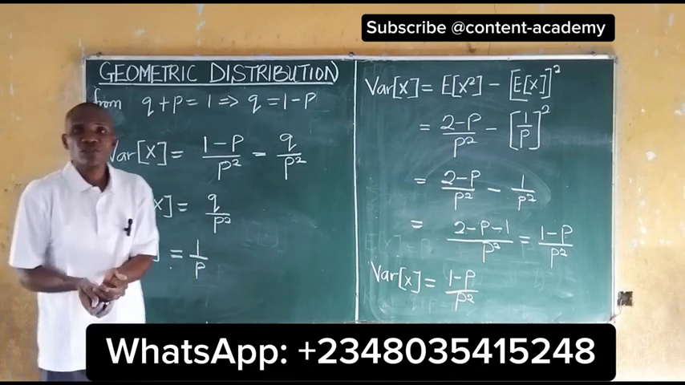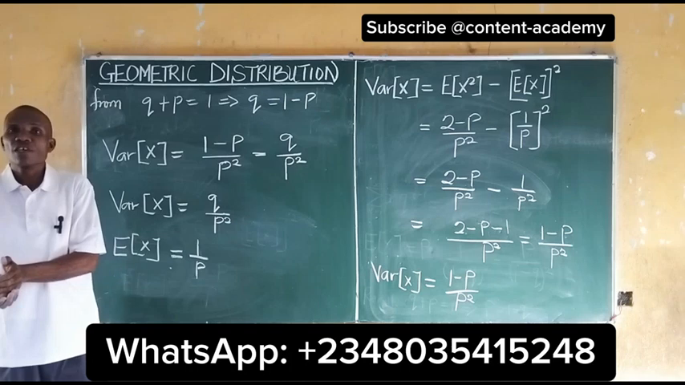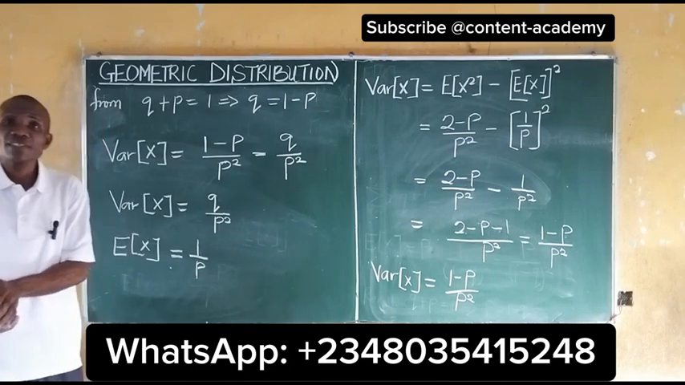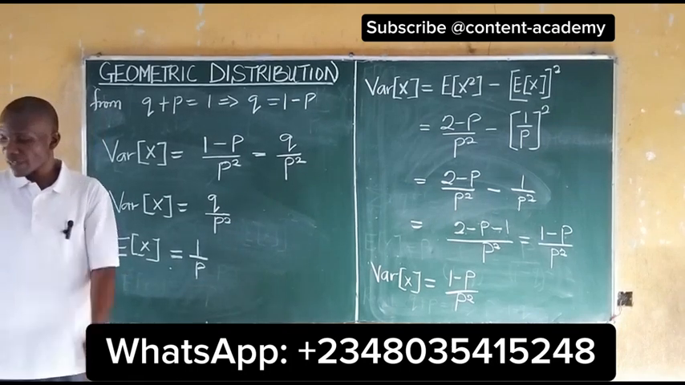So this is simply how to compute the geometric distribution of the first kind of a discrete random variable.